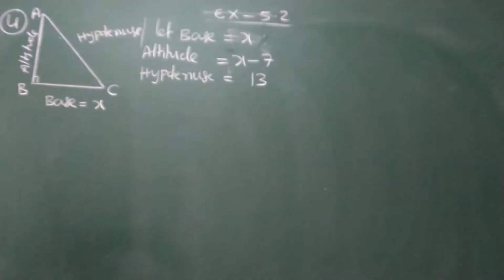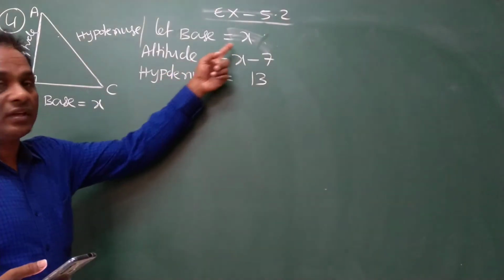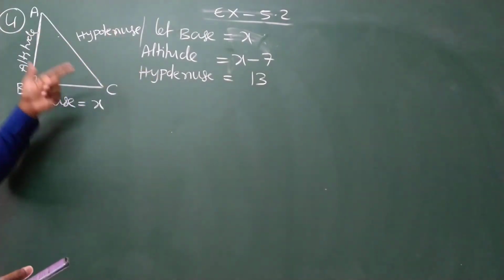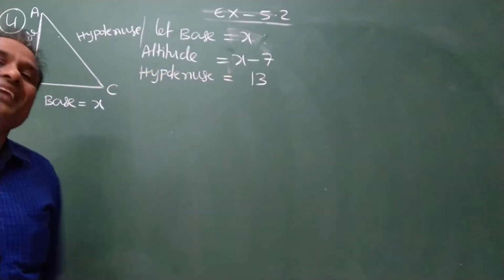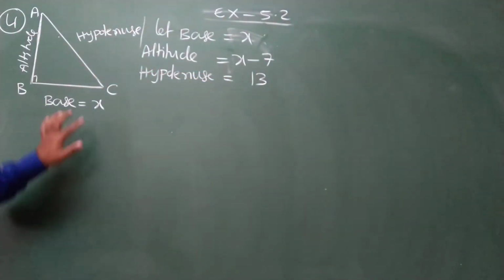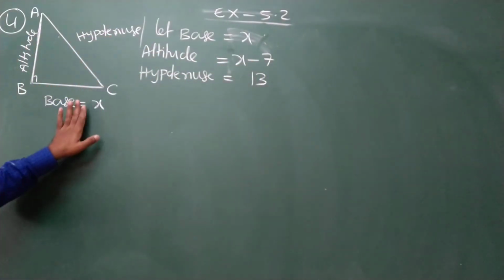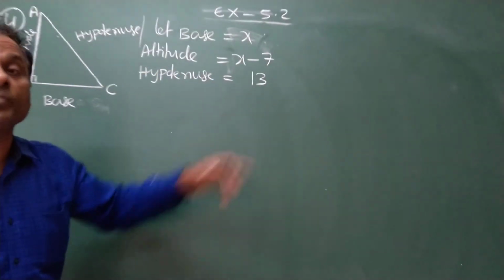Students, check. Base is x. Students, this base I am taking as x. The height will become 7 centimeters less. Hypotenuse is 13, given in the problem.